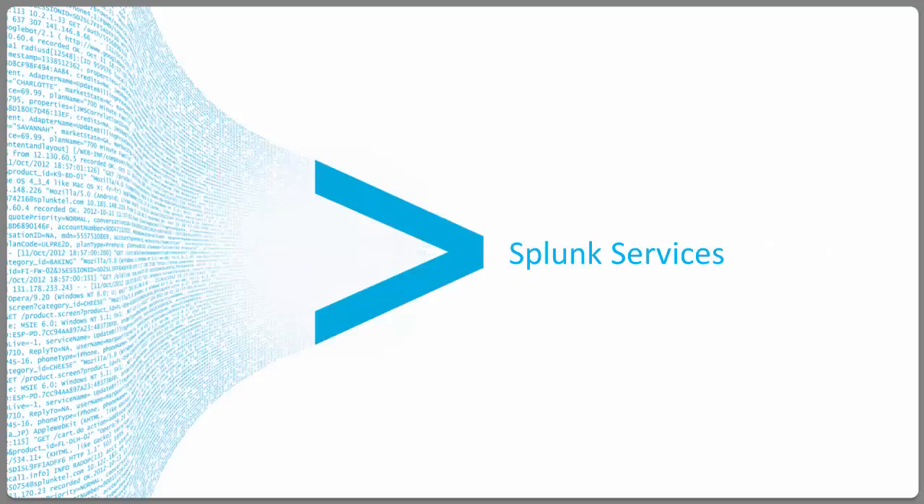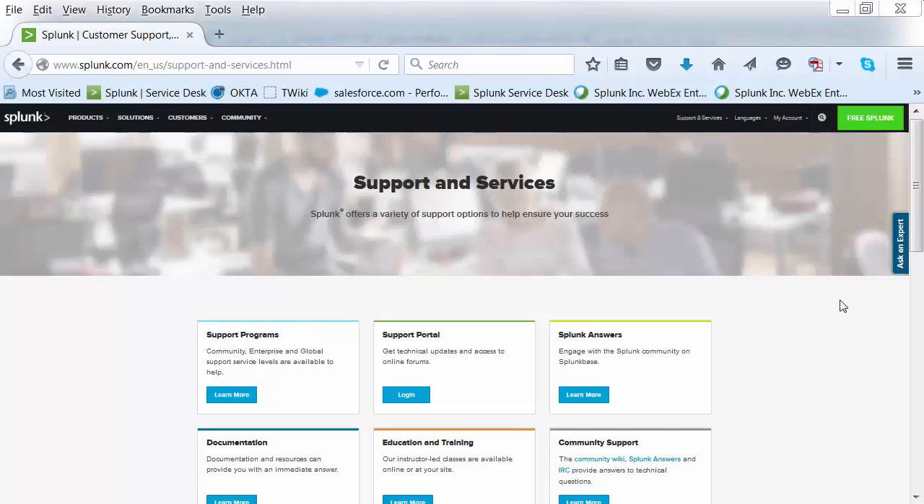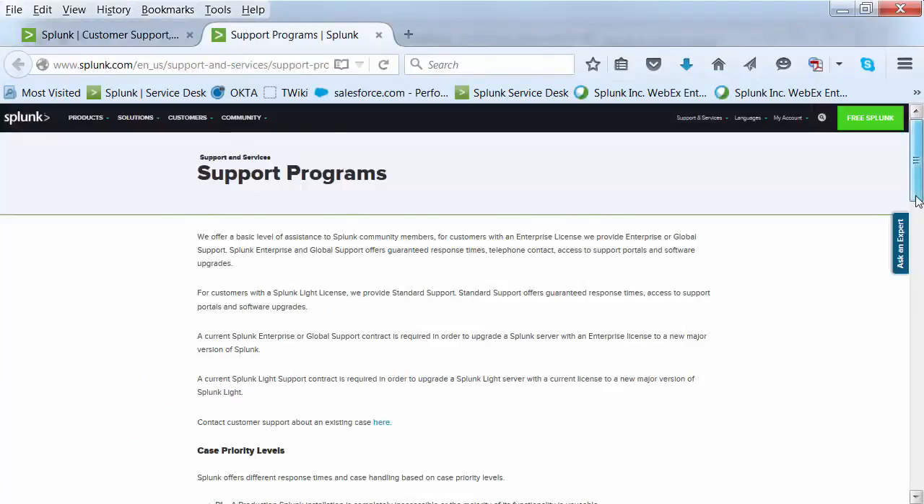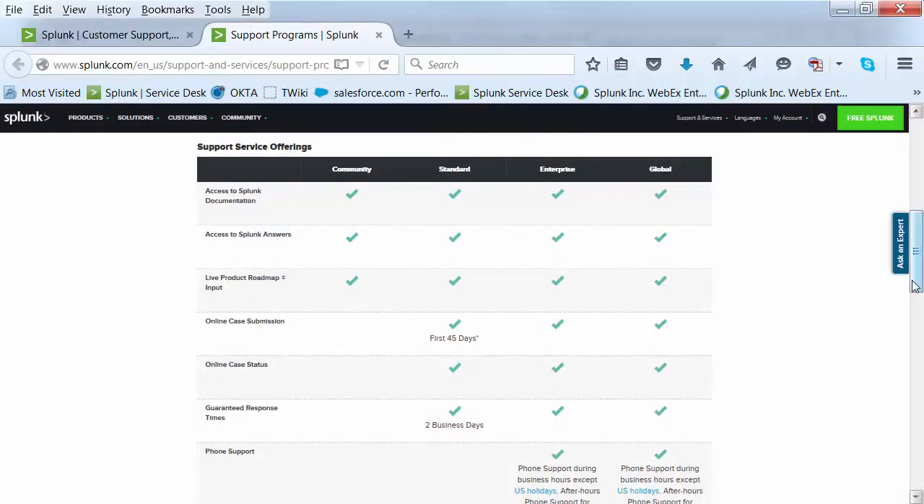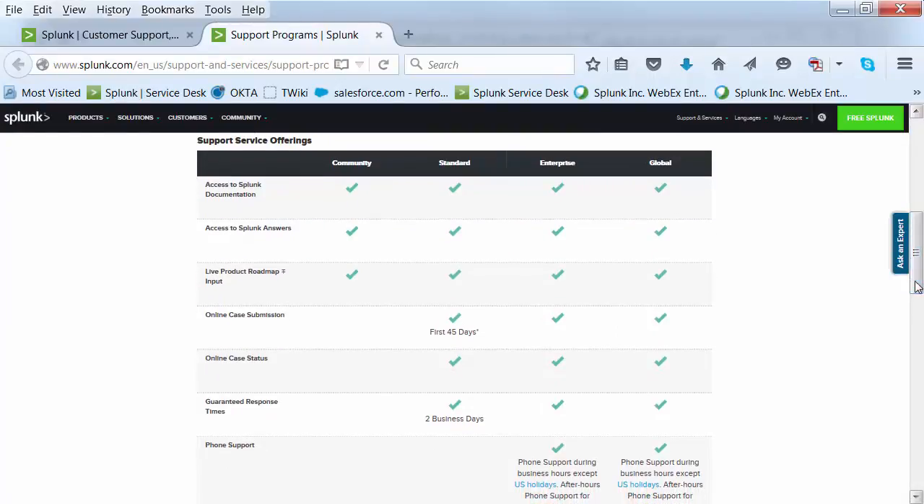Now let's look at the Splunk services offerings. Splunk offers 4 types of support to ensure our customers achieve success and solve problems quickly. Community, a free option. Standard, which is only available for Splunk Lite. And Enterprise and Global support, which are available with the purchase of Splunk Enterprise.